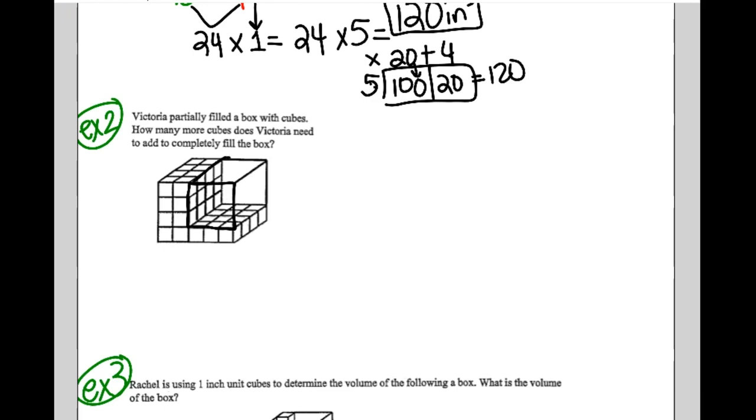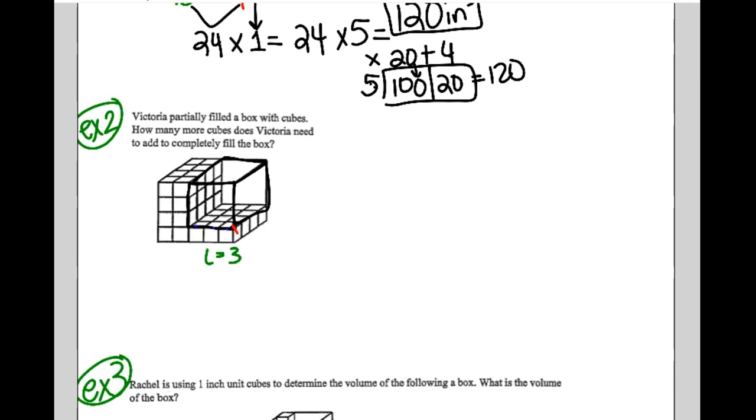What is this volume? Thankfully, they have everything else filled in, so then we can go ahead and figure this out. So let's get the length from left to right. So from left to right, how many cubes do I see here? 1, 2, 3, right? So that is 3. Length equals 3.